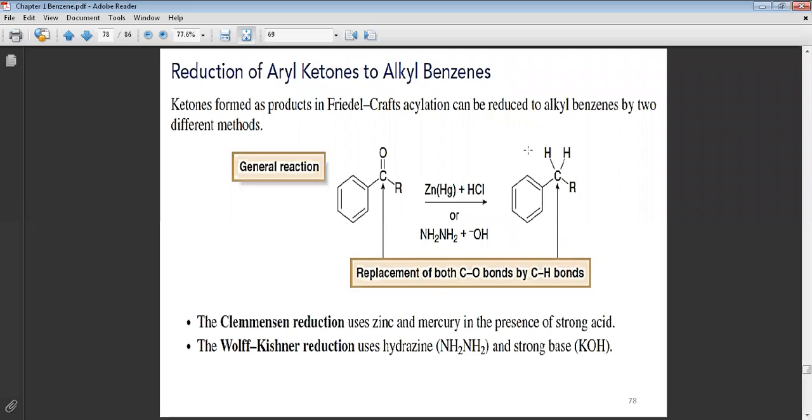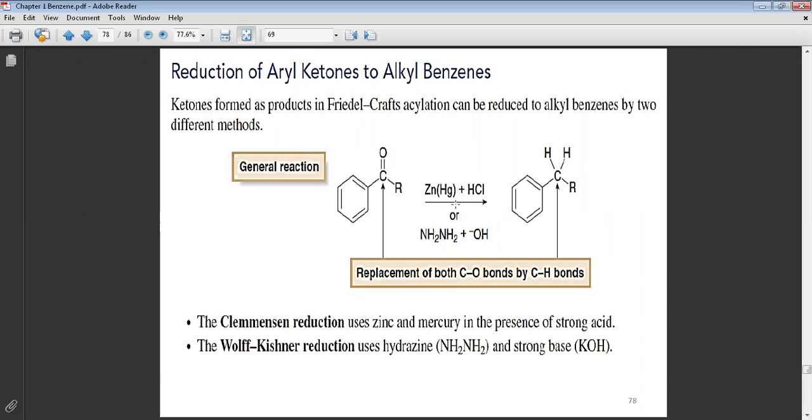Reduction and oxidation in inorganic chemistry are different. In inorganic chemistry it is the other way around. Now look at this reduction, by using what?